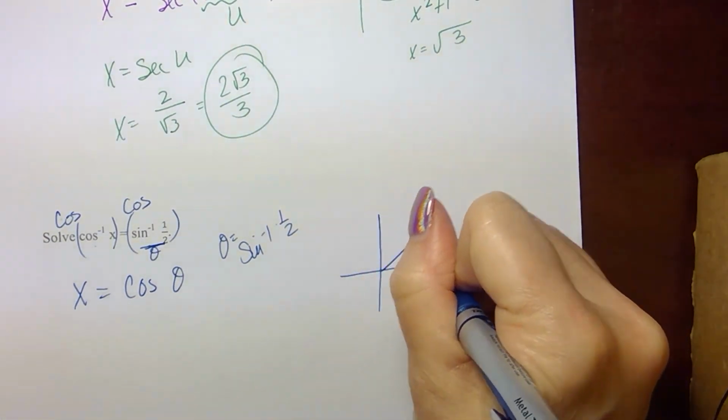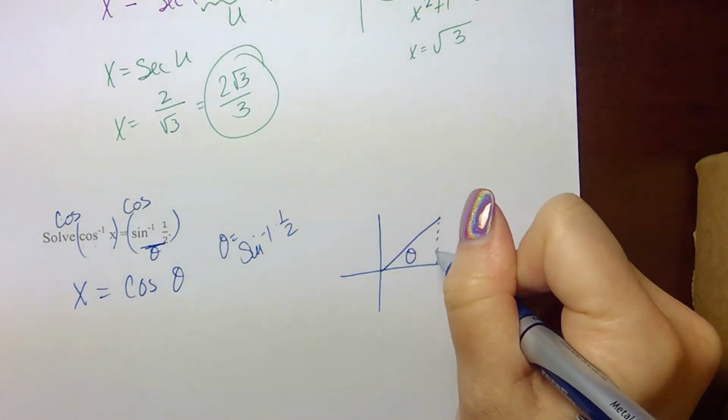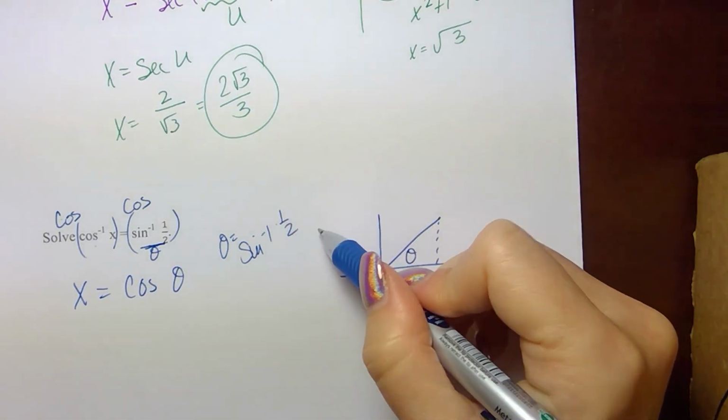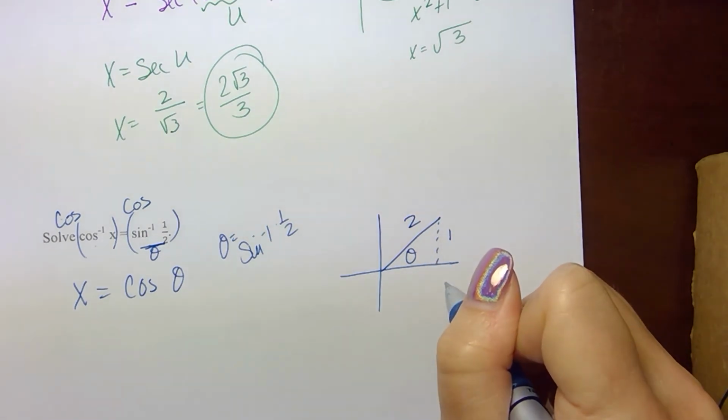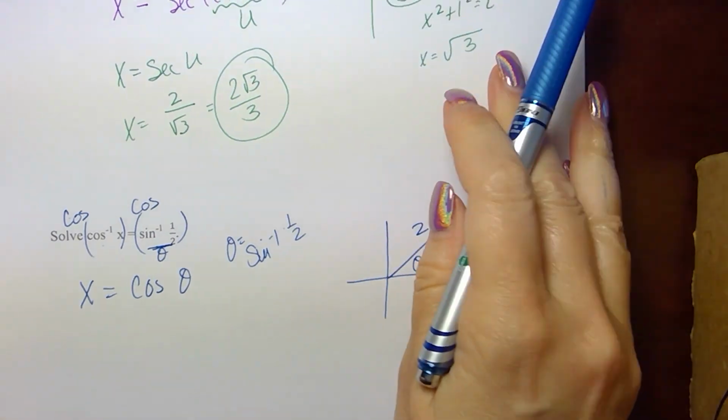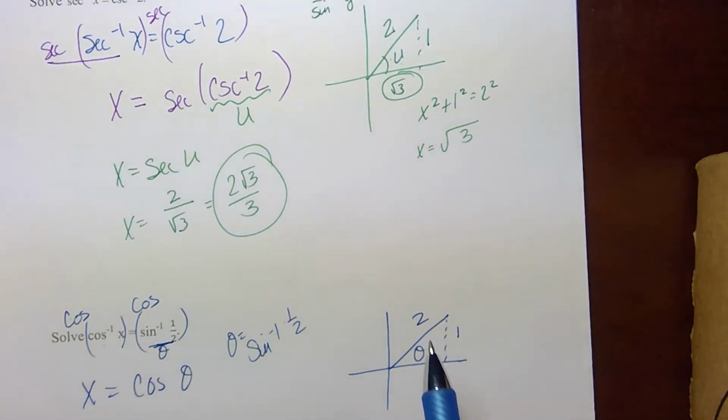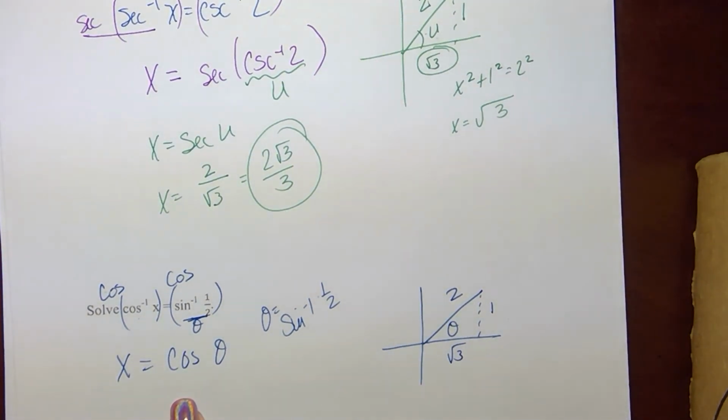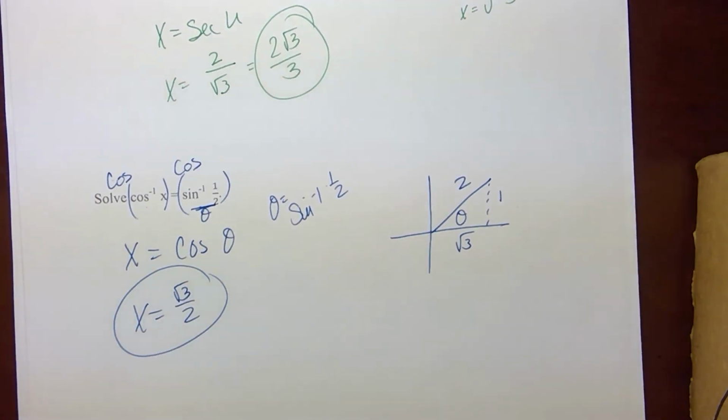So let's go over here and say you've got positive sine again. So this is my angle theta. Sine is y over r. So I've got 1 and 2. Same situation as I had up there. If y is 1 and r is 2, then that means x is square root 3. This time, I want cosine of this angle. Well, cosine is square root 3 over 2. And we are done with 6-4.